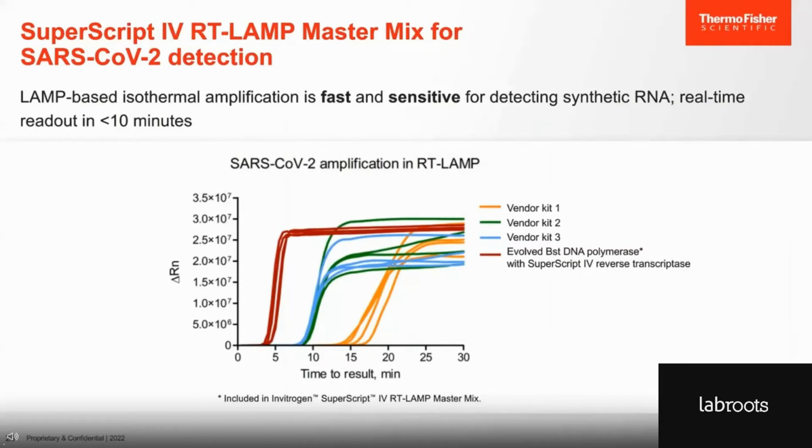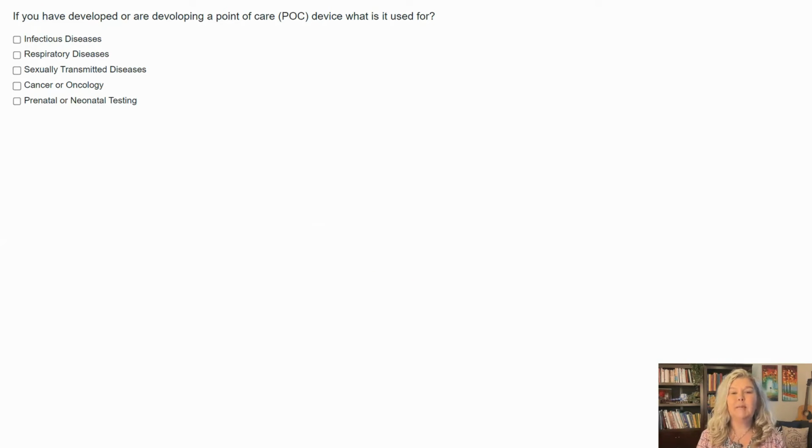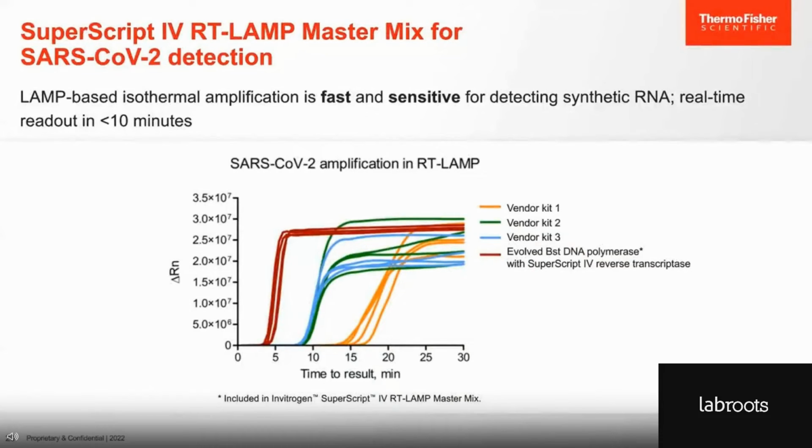Now we have time for our second poll question. Our next polling question: if you have developed or are developing a point of care device, what is it used for? Number 1, infectious diseases. 2, respiratory diseases. 3, sexually transmitted diseases. 4, cancer or oncology. And finally, your last option, prenatal or neonatal testing. Thank you. Thank you, and let's continue.